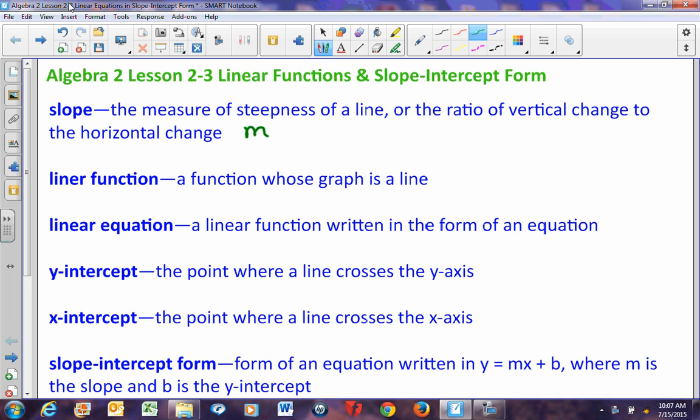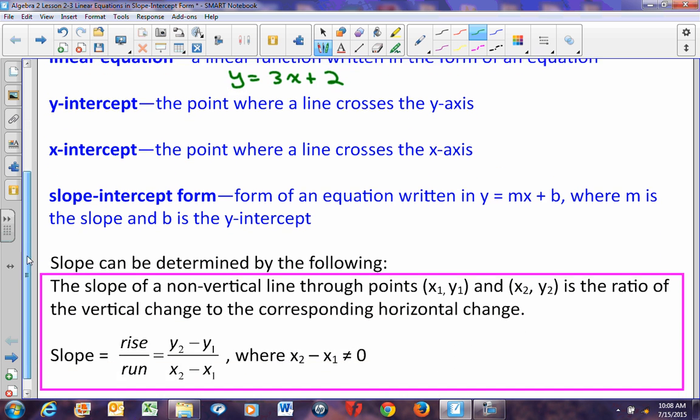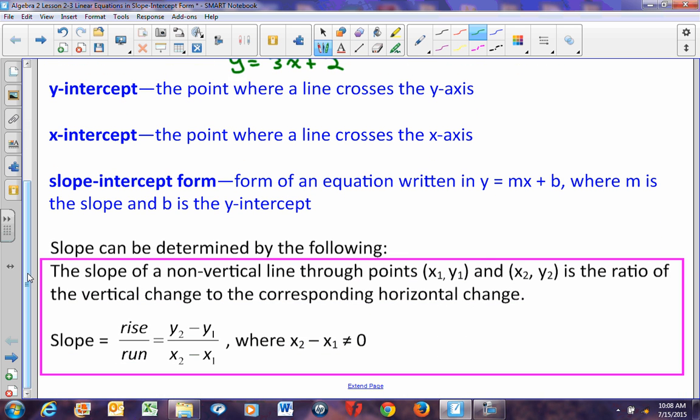A linear function is a function whose graph is a line. A linear equation is a linear function written in the form of an equation, like y equals 3x plus 2. The y-intercept is the point where a line crosses the y-axis. The x-intercept is the point where the line crosses the x-axis. Slope-intercept form is the form of an equation written as y equals mx plus b, where m is the slope and b is the y-intercept.